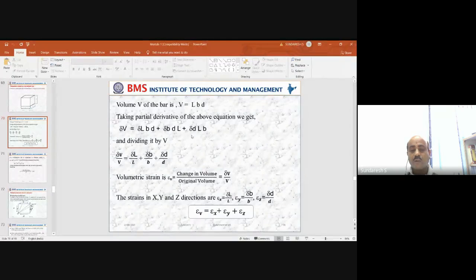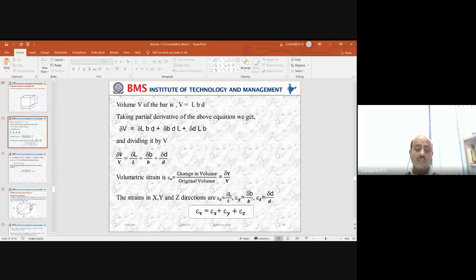Plus the third term, delta D into L into B divided by the volume. So the resulting expression will be delta D by D. So this is the expression we will get when we divide the partial derivative of the volume of the bar by the volume V. On the LHS, I will keep V only instead of substituting it as L into B into D.